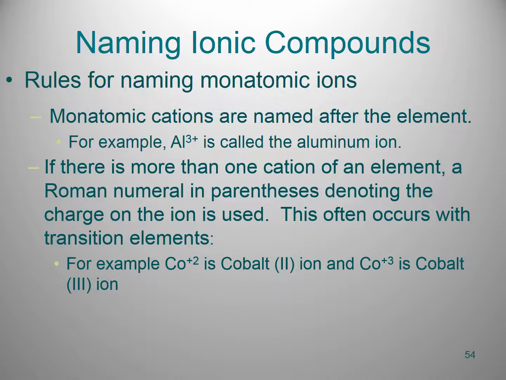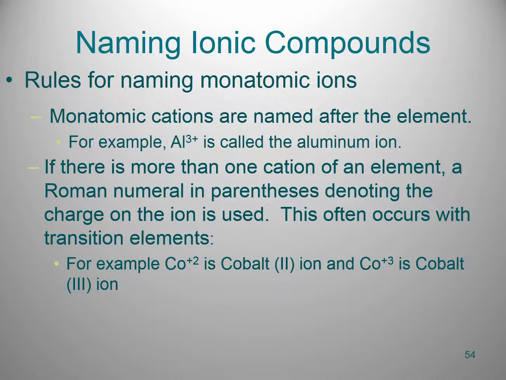Lead could be a +2 or a +4. So we saw where some of those can have more than one ion. So you do need to be able to distinguish between those. So what we do is give that a Roman numeral in parentheses, which denotes the charge of the ion used. So again, keep in mind that if you see a Roman numeral, all that does is tell you the charge, because you can't predict it from looking at the periodic table.